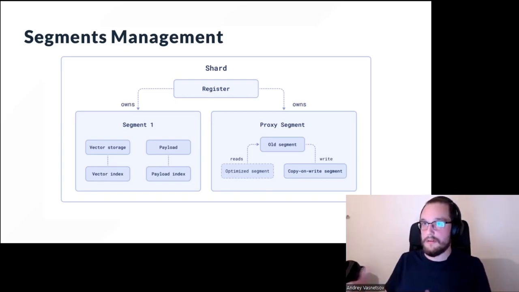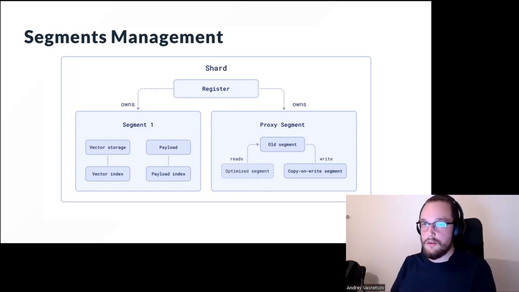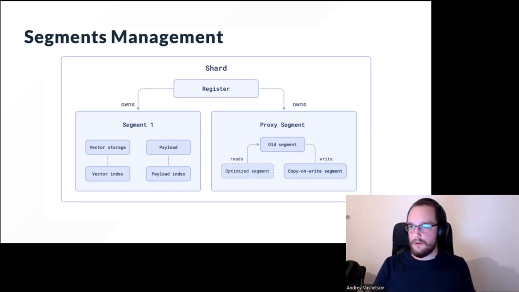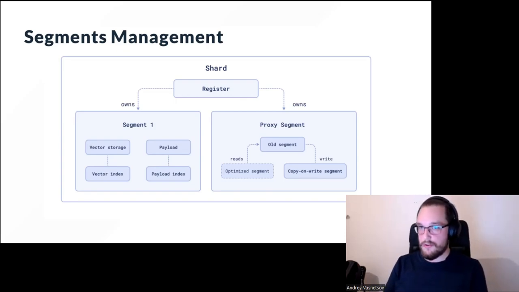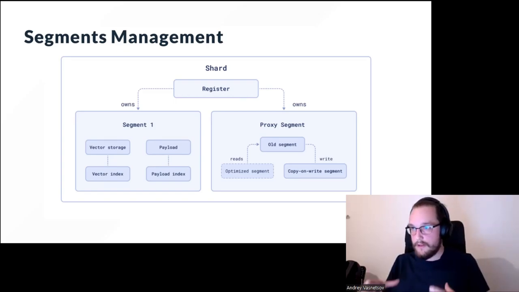Index building is quite long. That's why we need to keep this segment available for reads and updates for the user. At the same time, we need to build an index from it. In order to do it, we use a so-called proxy segment, which is a special type of segment that wraps, under one interface, the segment which is currently being optimized.